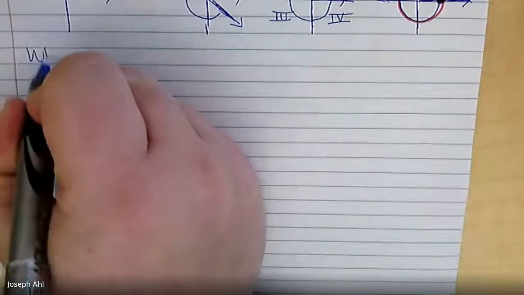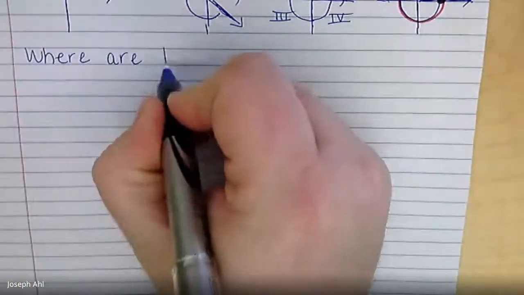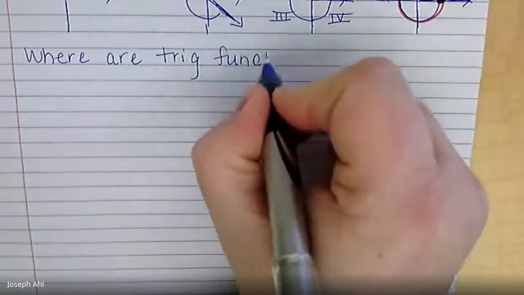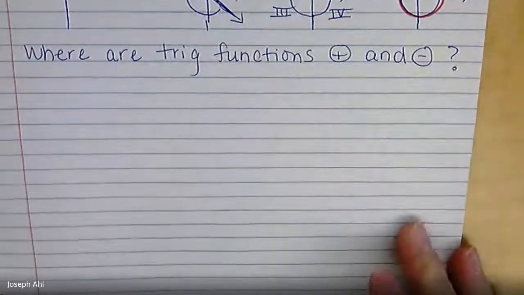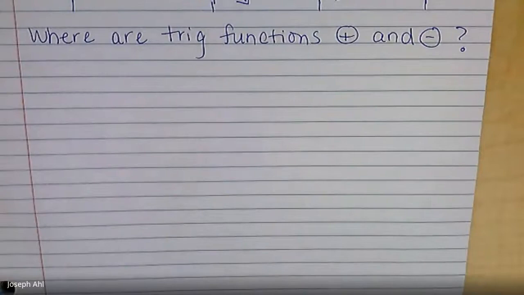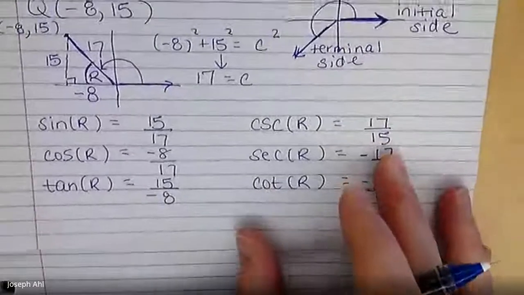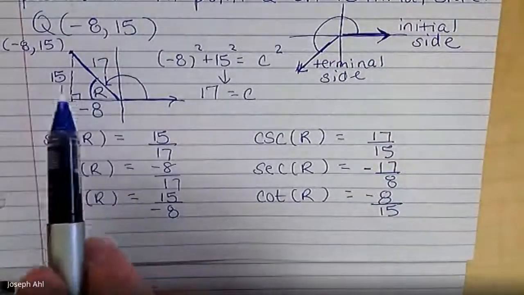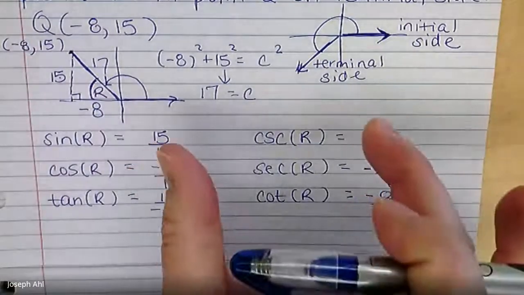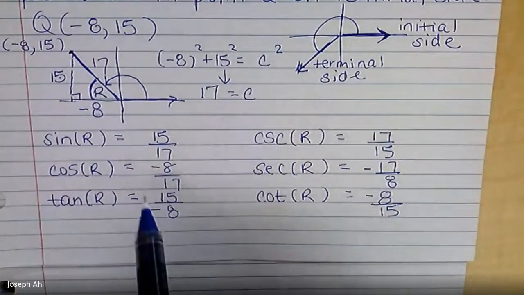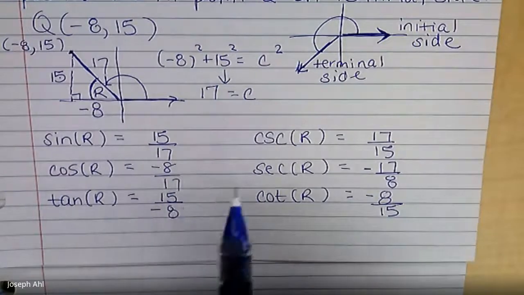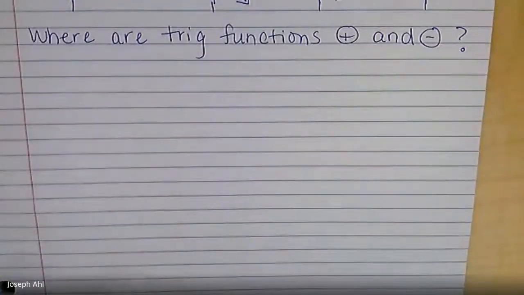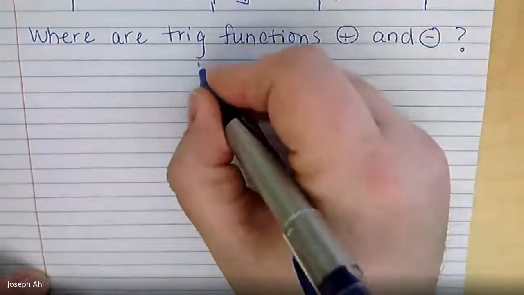So the next thing I want to talk about is, where are our trig functions positive and negative? And to answer this question, I want to refer you back to the example from the beginning of the lesson where we had the terminal side through the point Q, which was in quadrant 2. Notice how when I was in quadrant 2, sine and cosecant, those reciprocal functions, are positive. But cosine and tangent both had negative ratios, right? So I want to figure out, how do I know where certain trig functions are positive and where certain trig functions are negative?